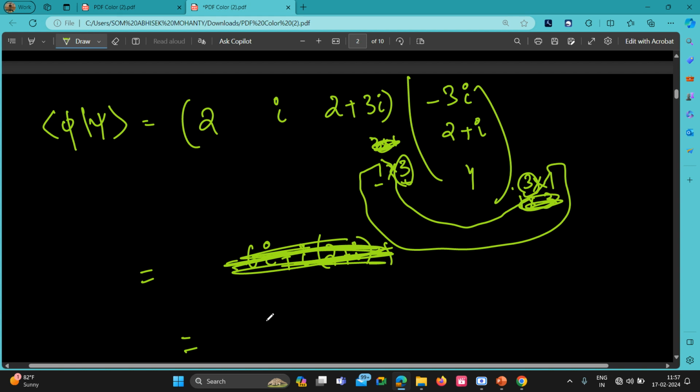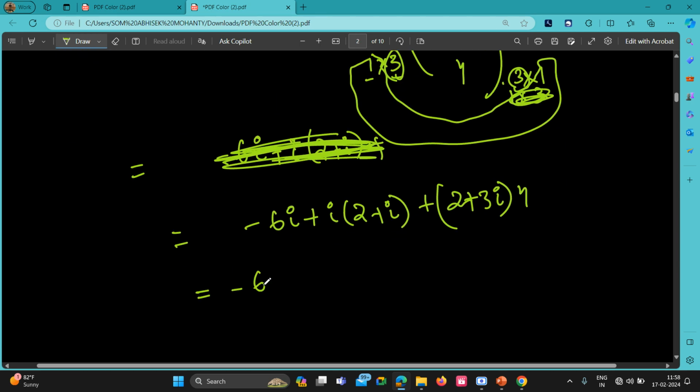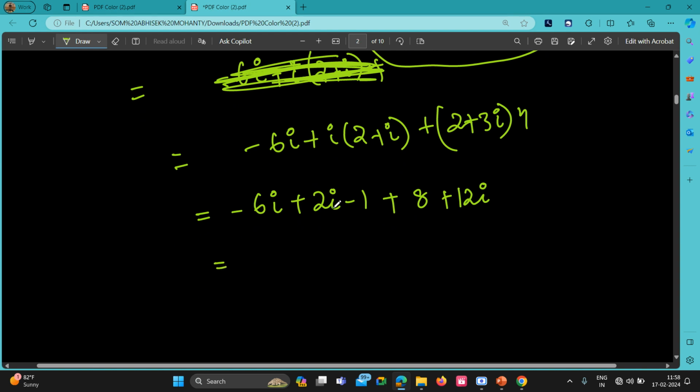So this would be, I was doing the right thing actually: minus 6i plus i whole into 2 plus i, plus 2 plus 3i whole into 4. Is it all right? Okay. So minus 6i plus 2i minus 1 plus 8 plus 12i. So if we solve this, minus 4i plus 8i plus 7. Okay, so the answer is 7 plus 8i. This is the value of the inner product of phi and psi.